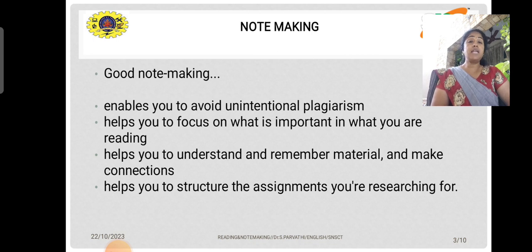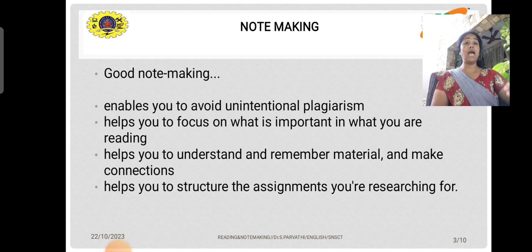And the next one helps you to understand and remember material and make connections, because after you note down all the important points, all the essential points, you should be ready to give connection to what you have noted. Yes, and it helps you to structure the assignments you are searching for.